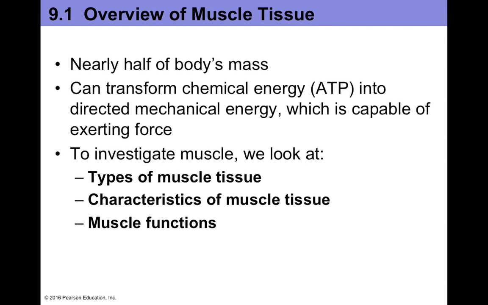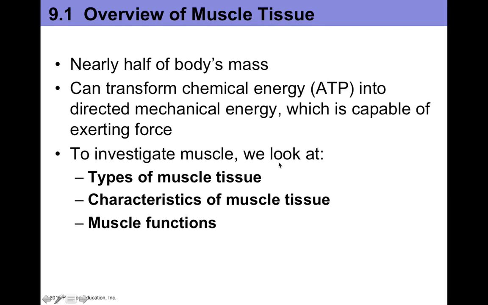Alright, so in this video we're just going to talk about an overview of muscular tissue. In general, muscle tissue accounts for nearly half of your body's mass. One thing that's common among all the different types of muscle tissue is that they help to transform chemical energy in the form of ATP into more directed mechanical energy, which is used to exert force through contraction.